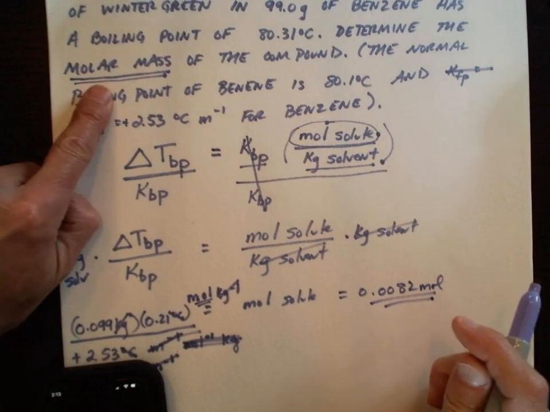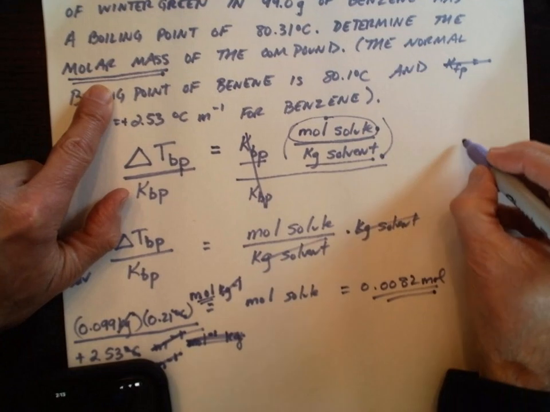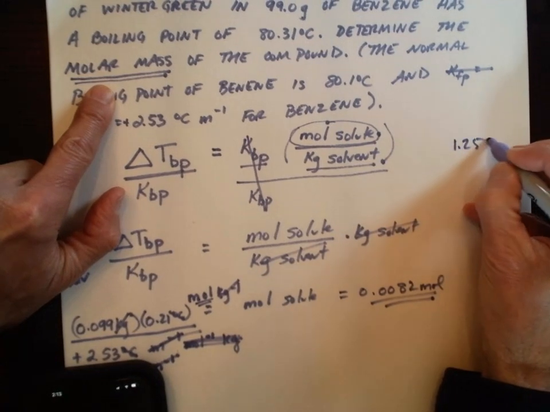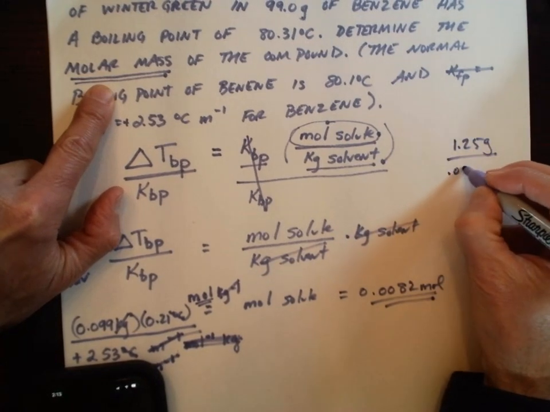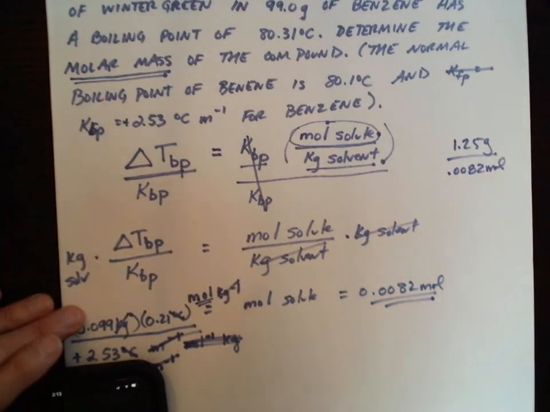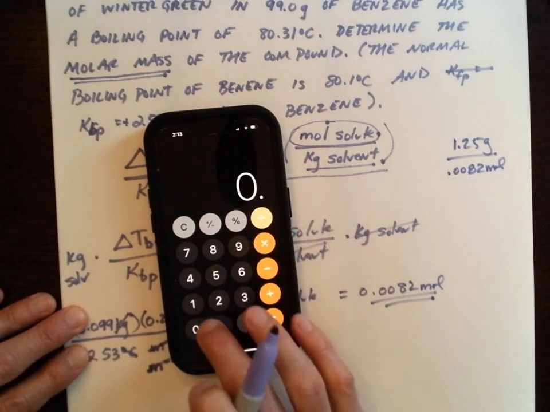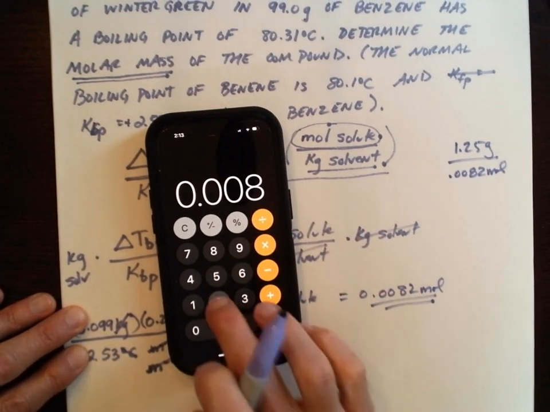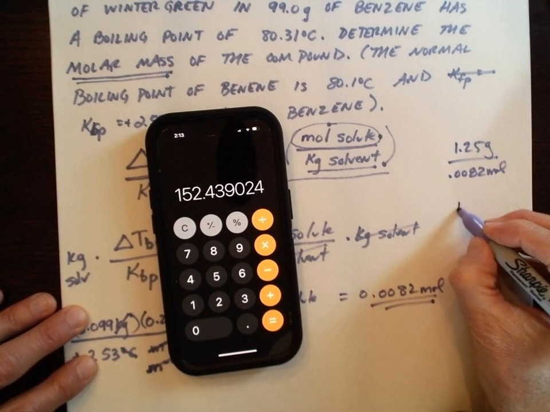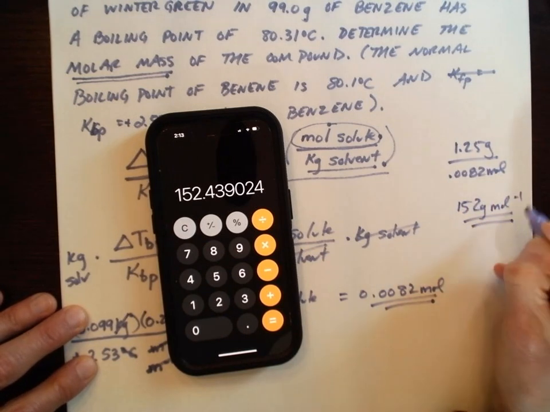Remember, we want the molar mass, and we have the grams of solute. So we're going to take our grams of solute divided by 0.0082 moles, and then we should be home free. 1.25 divided by 0.0082, and we get 152 grams per mole.